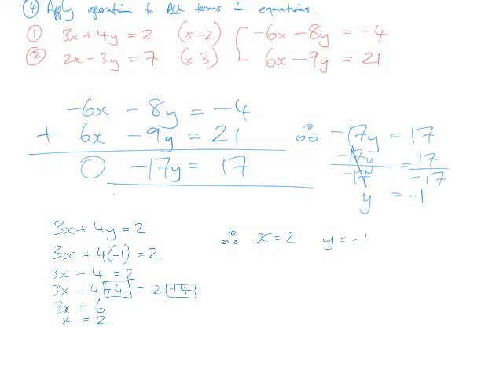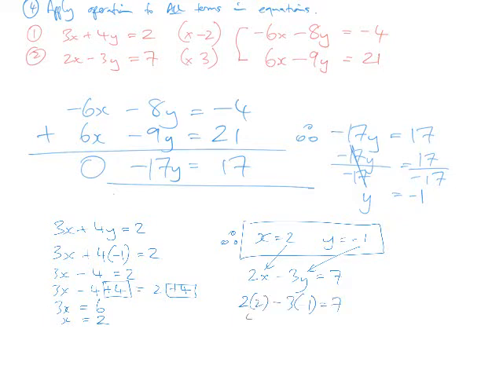We can check that by plugging those numbers into the other equation that I didn't use. 2x take 3y is equal to 7. Is that true if x is equal to 2 and y is equal to negative 1? I hope so. 2 lots of 2 take 3 lots of negative 1 is equal to 7. Is it? 2 times 2, 4. Negative 3 times negative 1 is positive 3. 4 plus 3 is equal to 7. Therefore, the solution is x is equal to 2 and y is equal to negative 1.